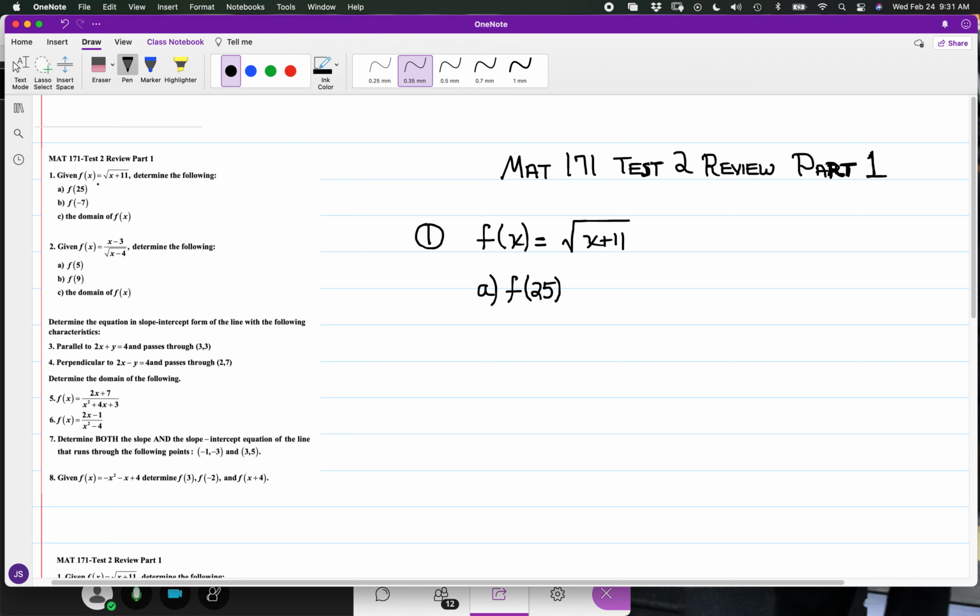We have a function f of x is equal to the square root of x plus 11. Now for the first part, we're looking at the determination of y is equal to f of x whenever x is set to 25. Looking at f of 25, we're looking at the square root of x plus 11 to be transformed to the square root of 25 plus 11.